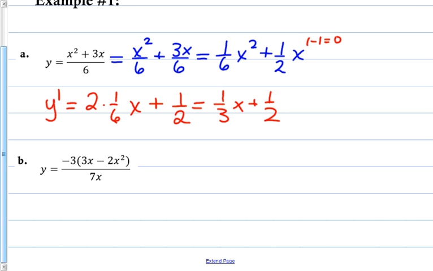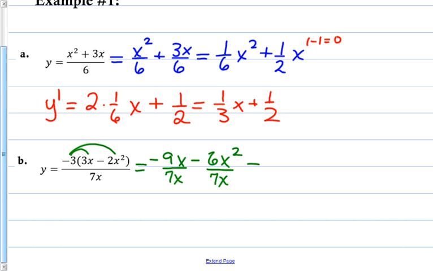So I'm going to rewrite again. So let's see, rewriting here, I'm going to distribute the -3. So negative 9x minus 6x squared. And then the 7x in the bottom, I could split it up. So this would have its own denominator, and this term would have its own denominator.